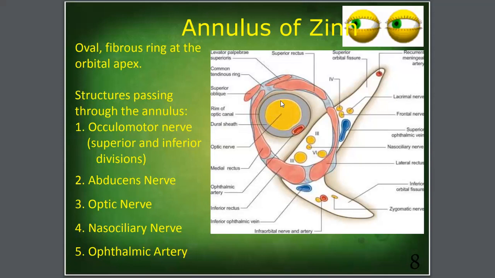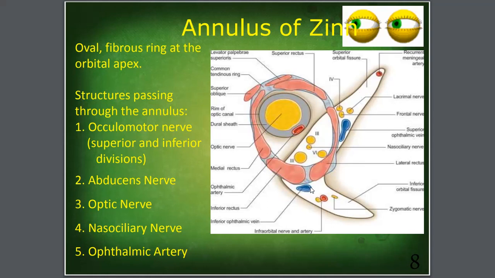We also have the optic nerve, the 2nd cranial nerve. We have the nasociliary nerve, which is one of the branches of the ophthalmic division of trigeminal. We also have the ophthalmic artery. These are all the structures enclosed in the annulus of Zinn. And this is the superior orbital fissure.